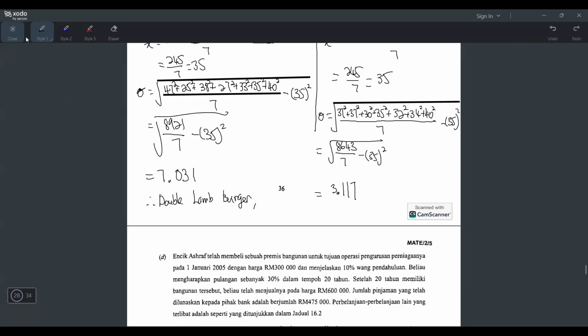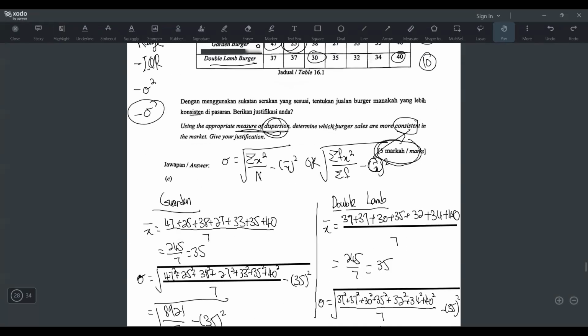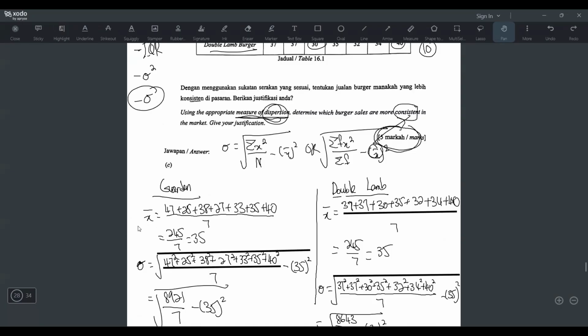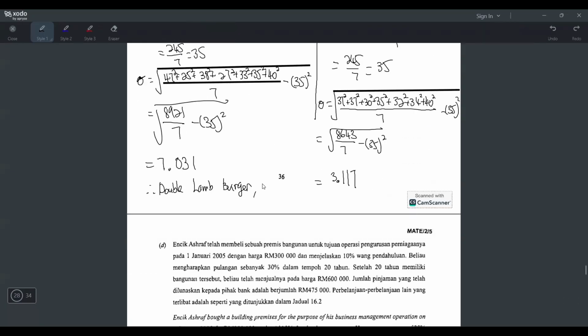But we haven't answered the question, because the question asked to determine which burger sales are more consistent in the market. So double lamb lah. But give your justification, because it has a smaller standard deviation. Okay, dalam bahasa Melayu, sebab dia punya sisian piawai lebih kecil.